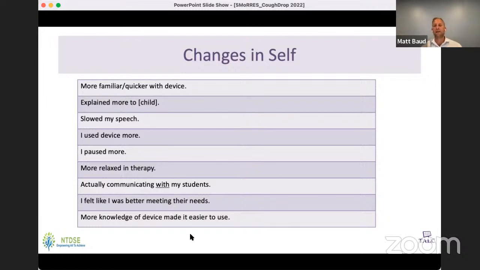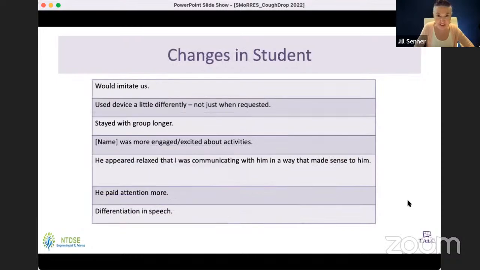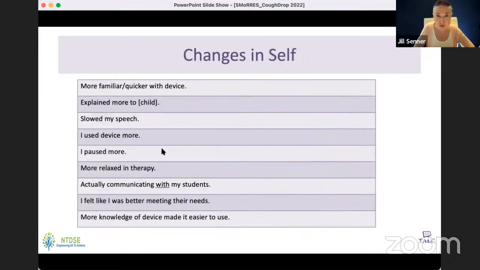And that's what we keep hearing. The changes that they note themselves are usually a lot about that. More familiar, they're pausing more, they're becoming more knowledgeable about the device and how to use it in the classroom. And can I just point out a couple of things here? So the reason why we came up with the s'mores mnemonic was to help people remember those ingredients to successful modeling. Again, just one step in this larger training program.